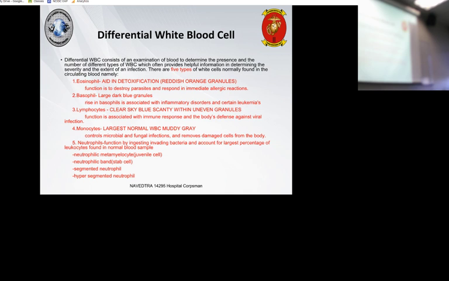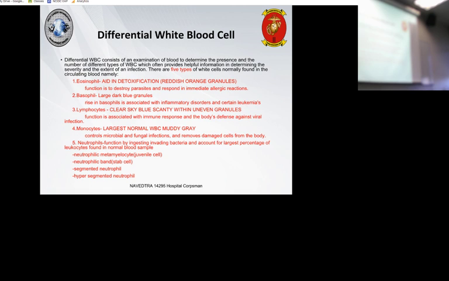Lymphocytes fight off viruses, monocytes fight off fungus infections, and neutrophils fight bacteria. Don't get confused. I know a lot of people think monocytes basically fight off mono. No, it's going to be lymphocytes. People ask me that, but it's lymphocytes.